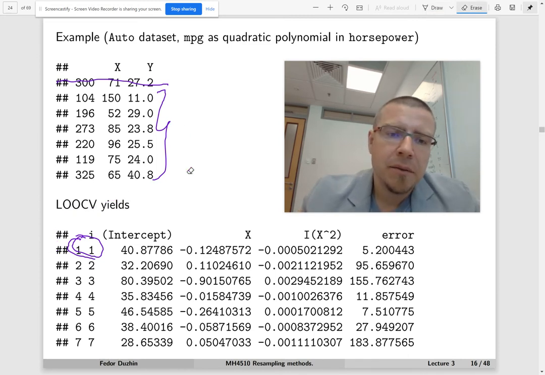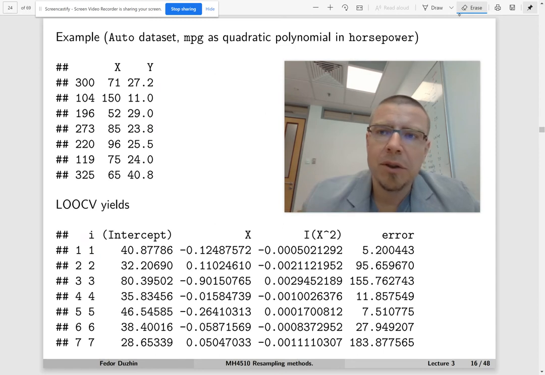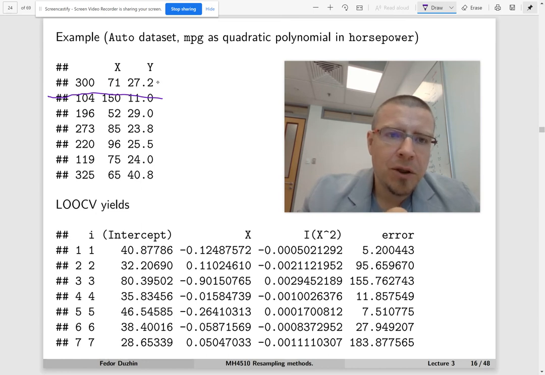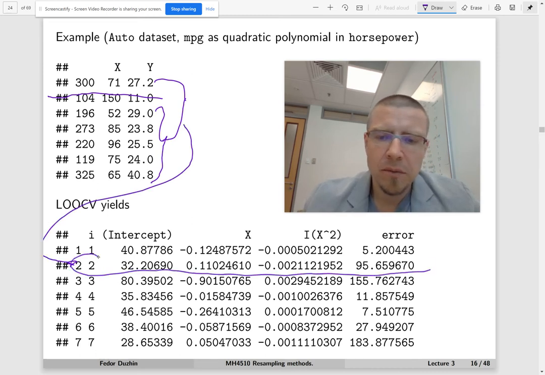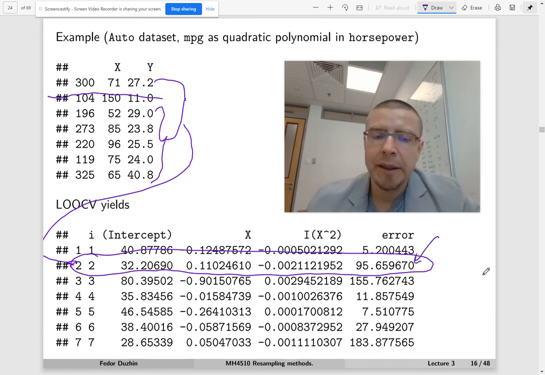Then I trained another model. I removed the second observation, so I used this together with this to train the second model. And these are the coefficients that I obtained. Then I computed the error by applying this model to the observation that was removed. And this is how I found this error, and so on. So I had to run it 7 times.